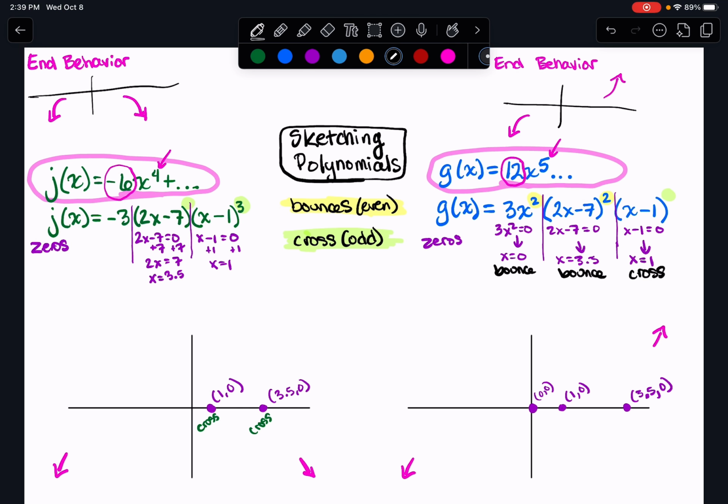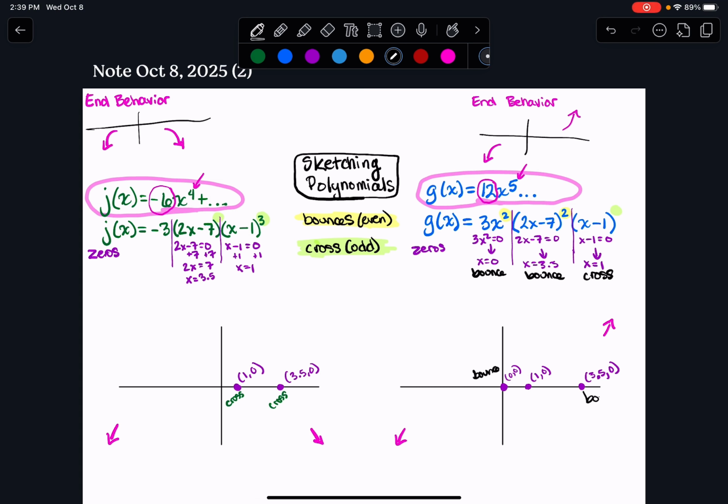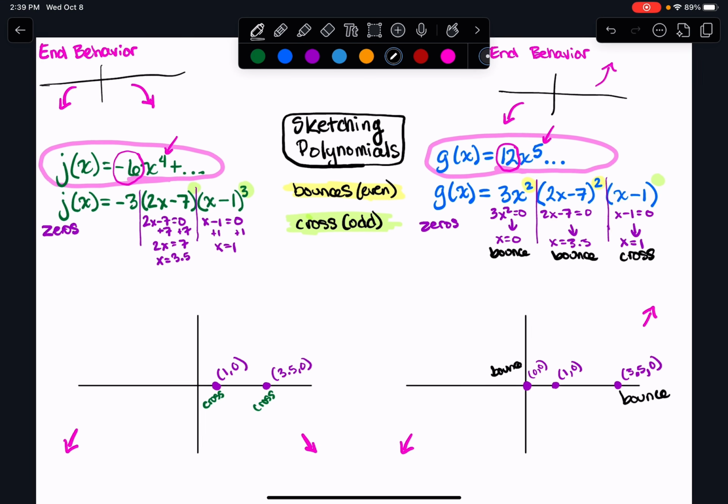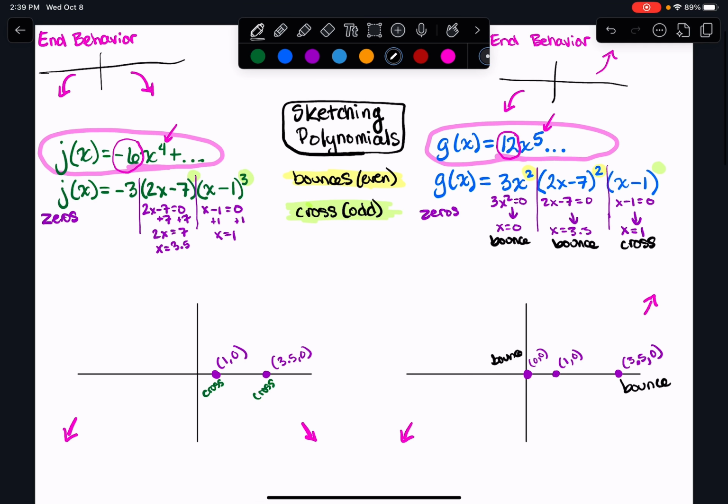So even multiplicities give me a bounce, odd multiplicities give me a cross, and I'm looking in the factored form when I'm looking at those multiplicities. So on g of x, if I label that here, I'm going to have a bounce. I'm going to have a bounce. And then in the middle one, I'm going to have a cross when x equals 1. So now I have all the information I need to make my sketch.